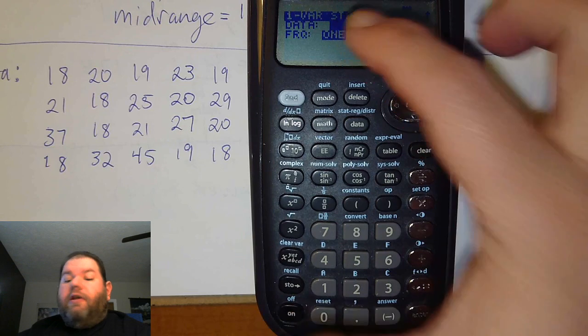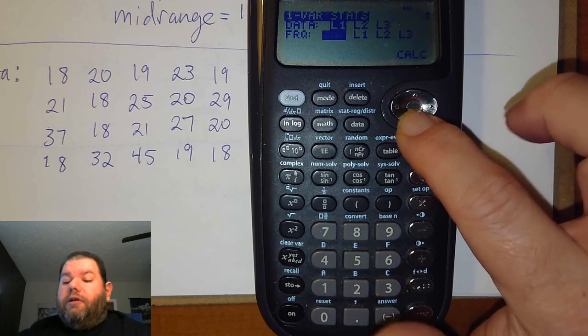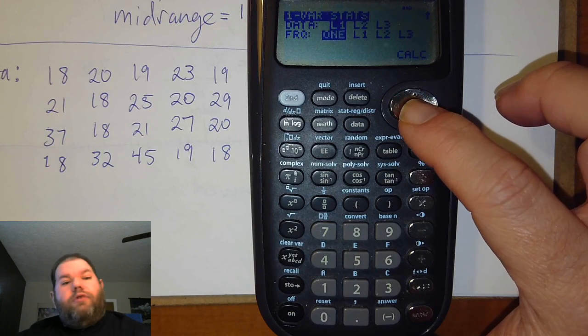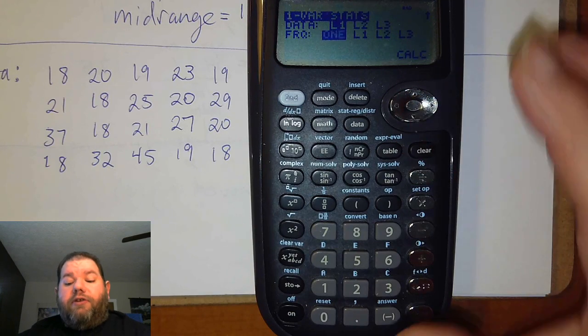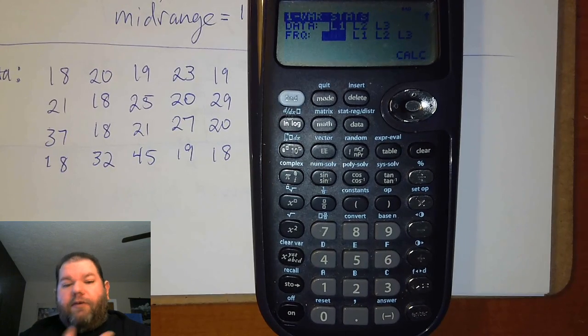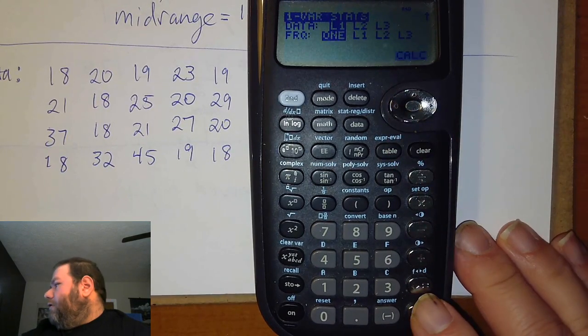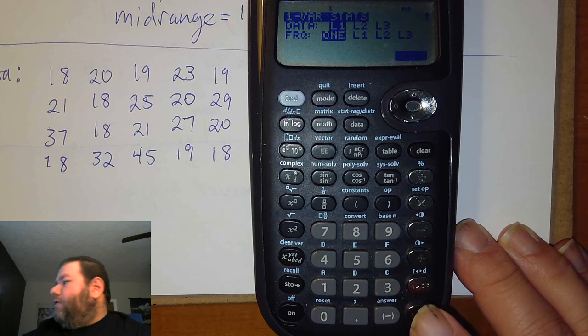Our data is in list 1, and for frequency we just use 1 because we hadn't entered all the raw data individually, so we don't worry about frequency in this scenario. And then we go to calculate.